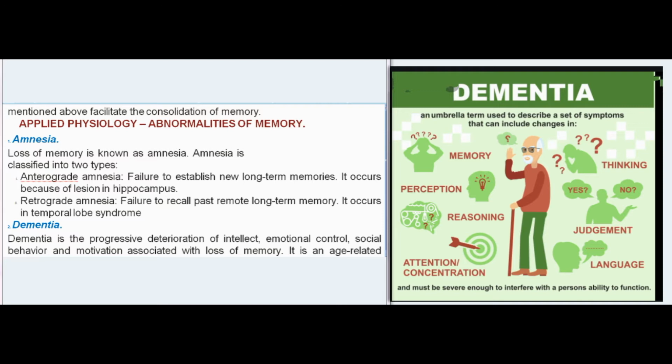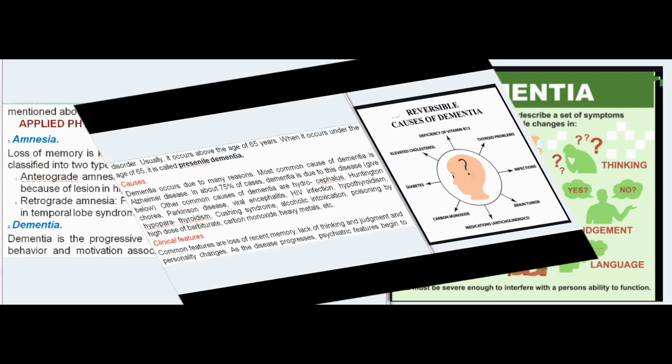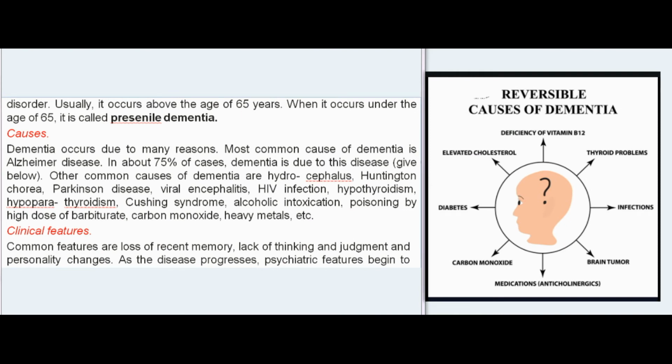Dementia. Dementia is the progressive deterioration of intellect, emotional control, social behavior, and motivation associated with loss of memory. It is an age-related disorder. Usually, it occurs above the age of 65 years. When it occurs under the age of 65, it is called presenile dementia. Causes. Dementia occurs due to many reasons. Most common cause of dementia is Alzheimer disease. In about 75% of cases, dementia is due to this disease, given below.